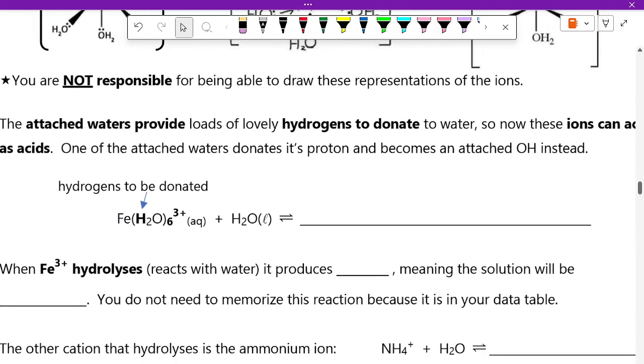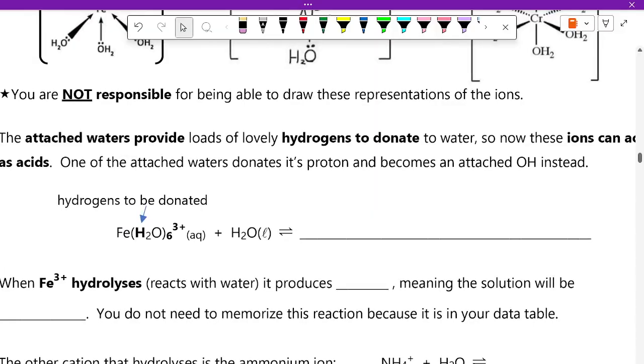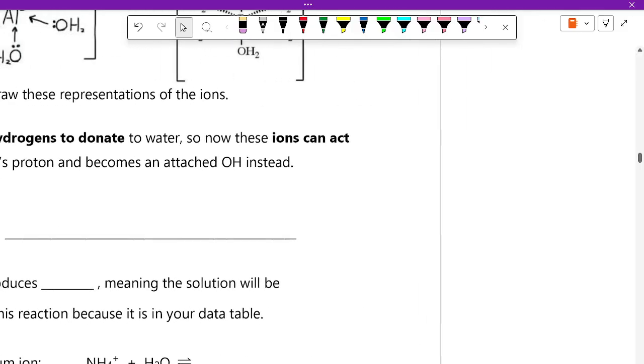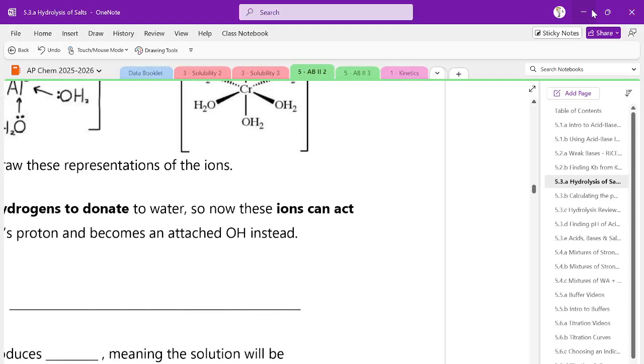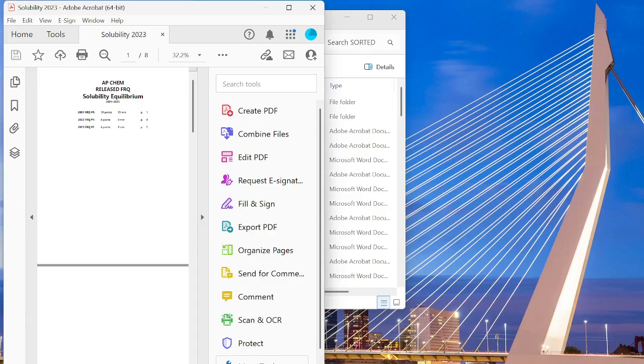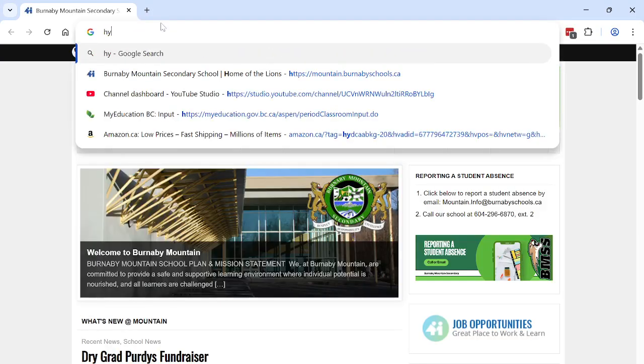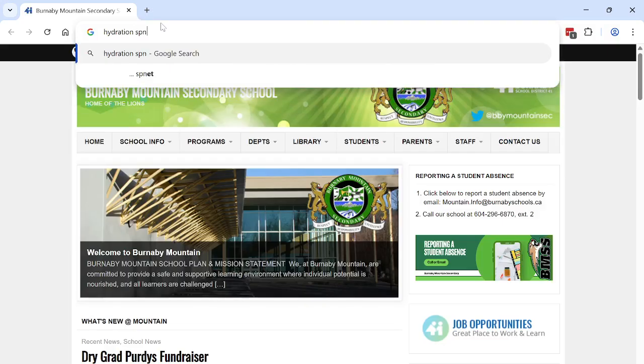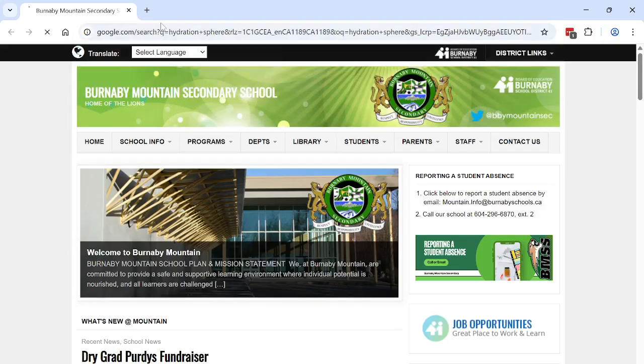So, once these hydrogens are attached, yes? A hydration sphere is just when waters surround an ion. In solution. It's like when you dissolve a dissociated ion in solution. Yes.